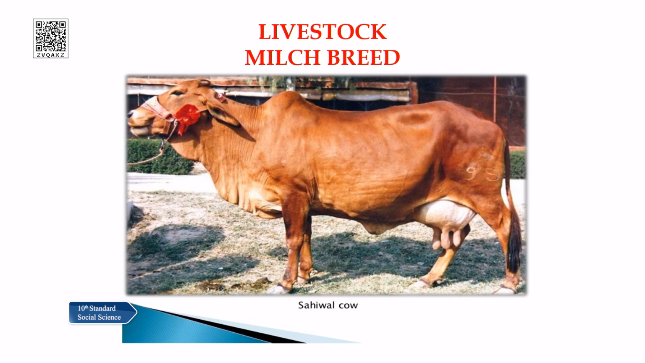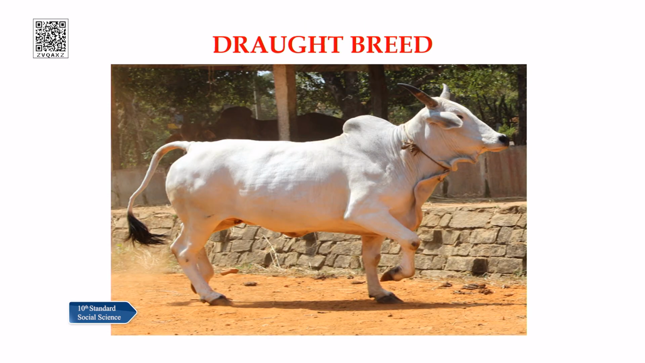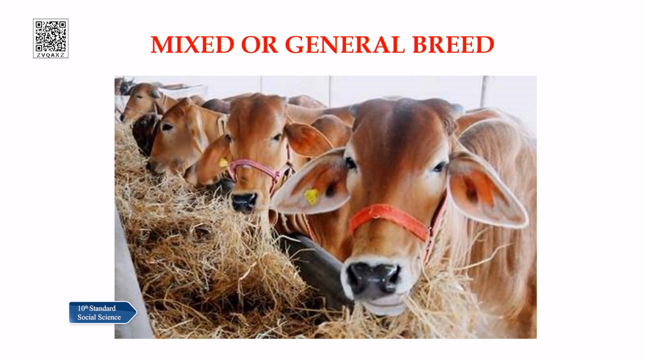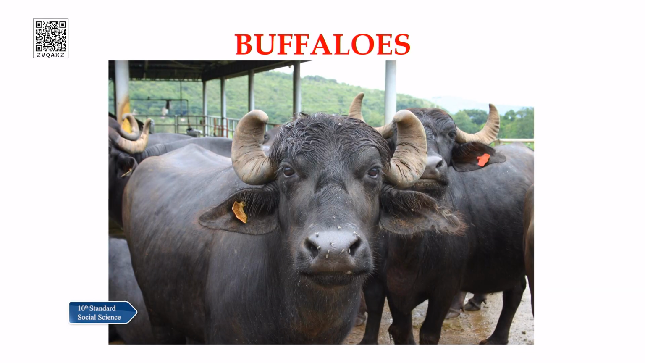Now next we are going to see livestock. The farmer not only grows the crops, but apart from that he has livestock. Now you can see a breed on the slide. First is milch, second is draught and third is mixed or general breed. Next we have goats. Goats are used for meat, for milk, for skin and hair. You can see buffalo. You would have seen this.